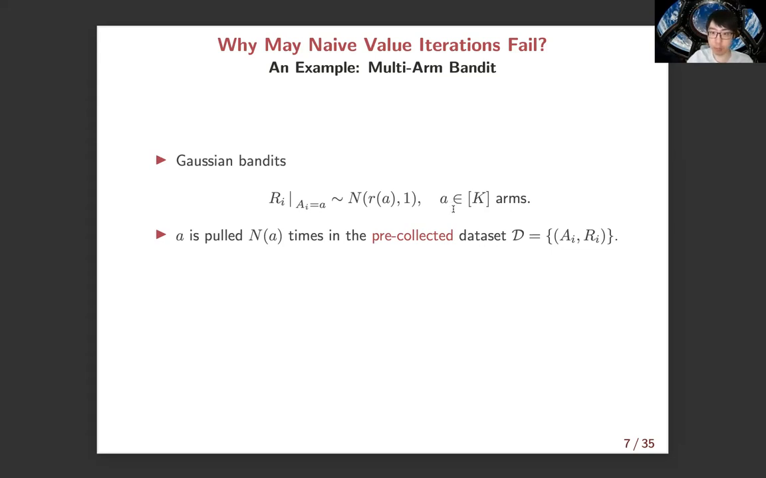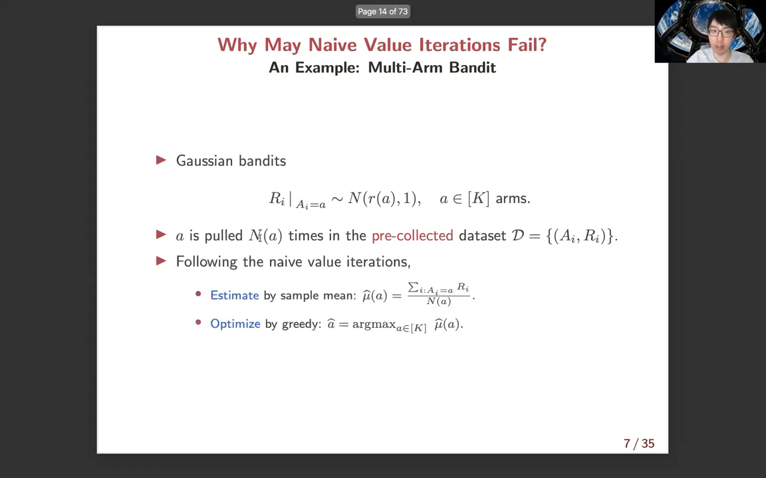Let's say in the pre-collected data set, we just observed pulled actions and the collected reward. And each action can be pulled N_a times. So this N here is just a counter, right? And then we can follow the naive value iteration algorithm. Now we do not have to do the recursion at all. We just can take the average to estimate the mean, and then we can take the greedy policy.